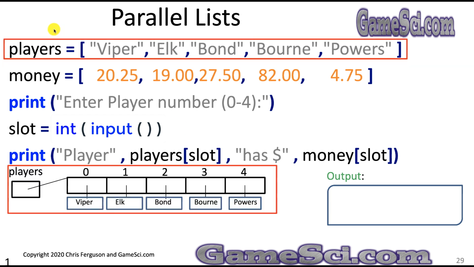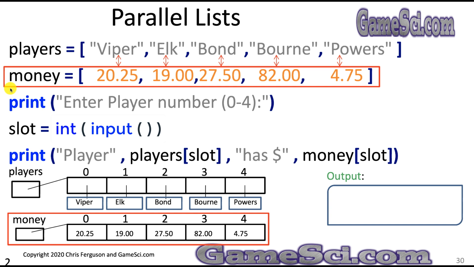Let's create the player's list with an initialization list of Viper, Elk, Bond, Born, and Powers. You can see quite a bit happens on this one line of code. A reference variable players is created. An object with 5 slots is created, and each of those 5 slots is filled with a string value, Viper, Elk, Bond, Born, and Powers. That one line of code does an awful lot in computer memory.